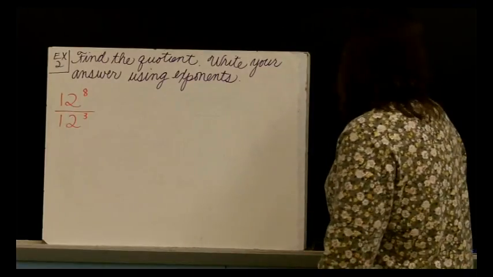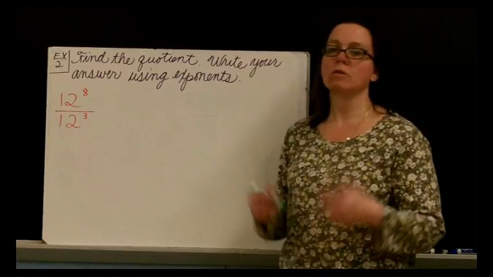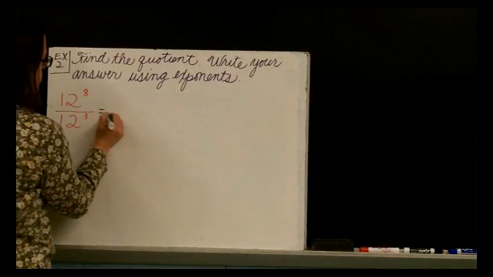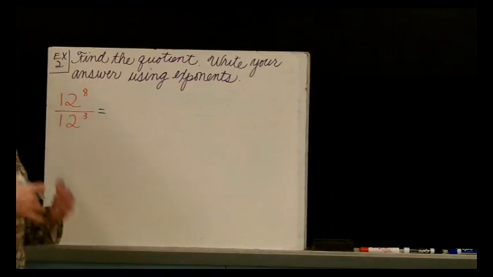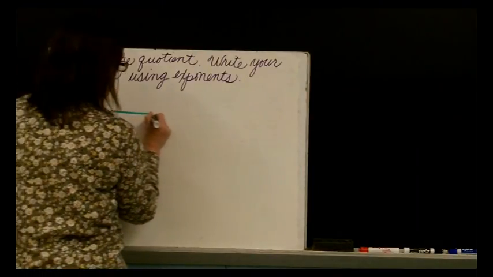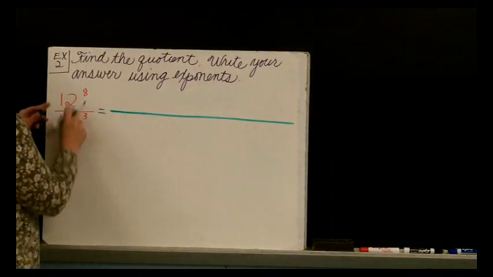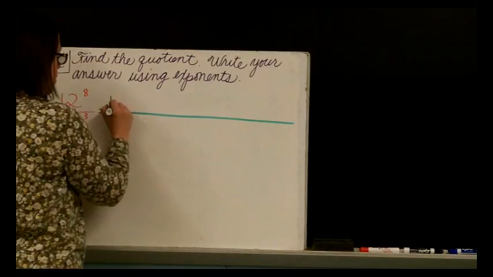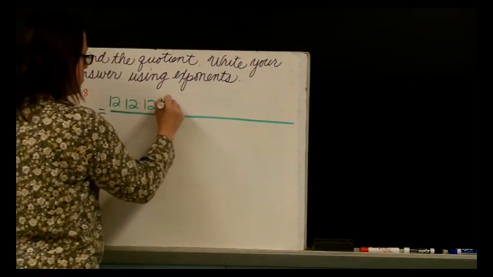Now we're going to divide. Find the quotient, write your answer using exponents. And we're going to do it the same as we did the multiplication problem, meaning we're going to write the expanded form of the numerator and then the denominator. So we're going to need a very long fraction bar. Let's start with expanding our numerator. 12 to the 8th power means 12 being multiplied 8 times.